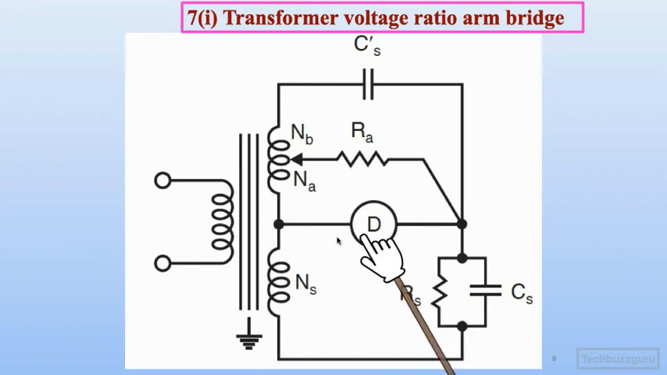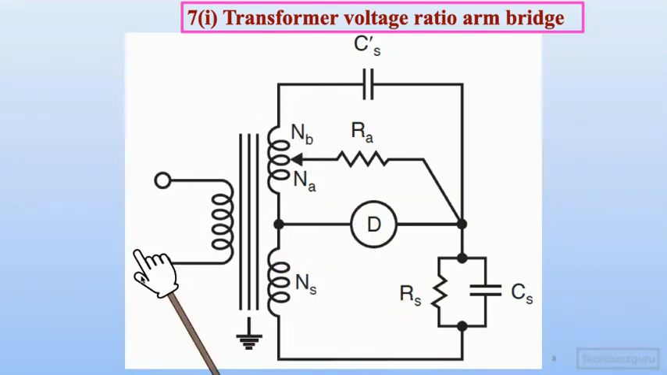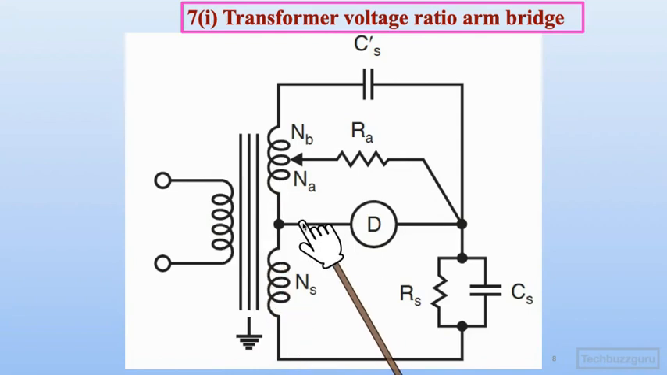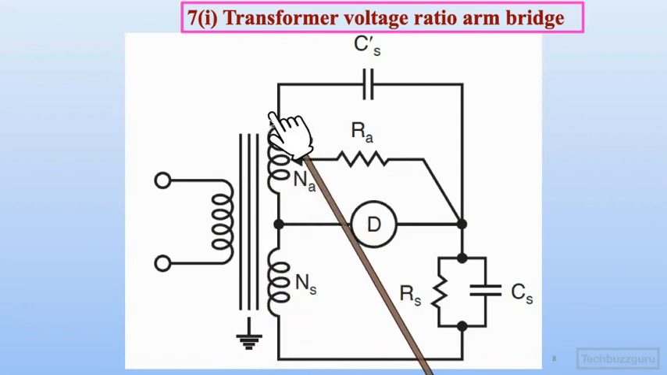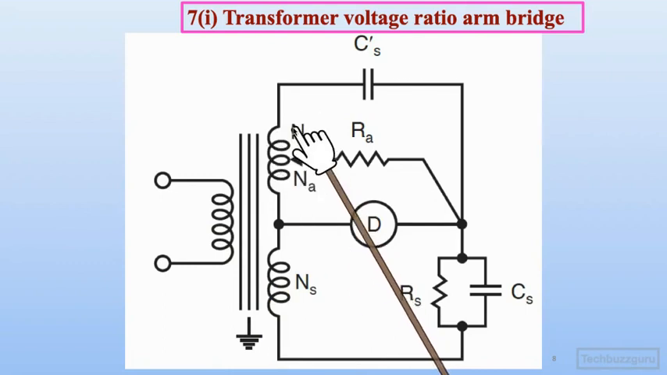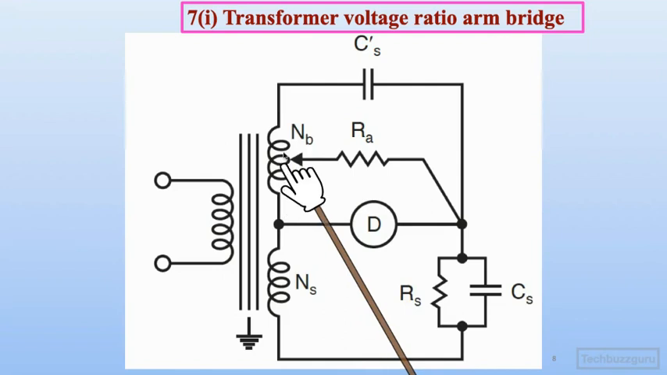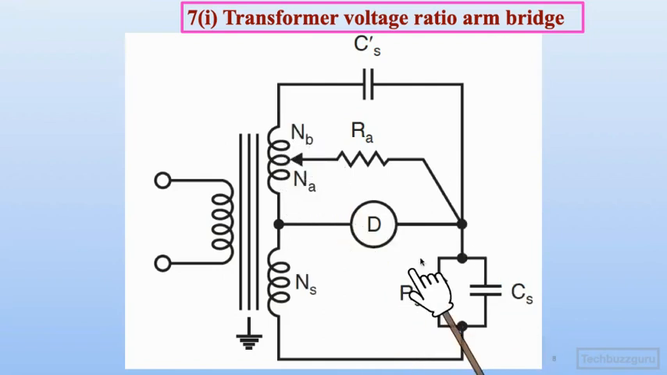And the null detector is connected at some point, which is a sort of a center tap for the secondary of this particular transformer. So here what happens is that the transformer is doing a dual purpose. One is that the transformer is supplying power to the bridge, and at the same time the windings of the transformer are being used as a ratio arm for the bridge balance. Okay. So what is the advantage of this?